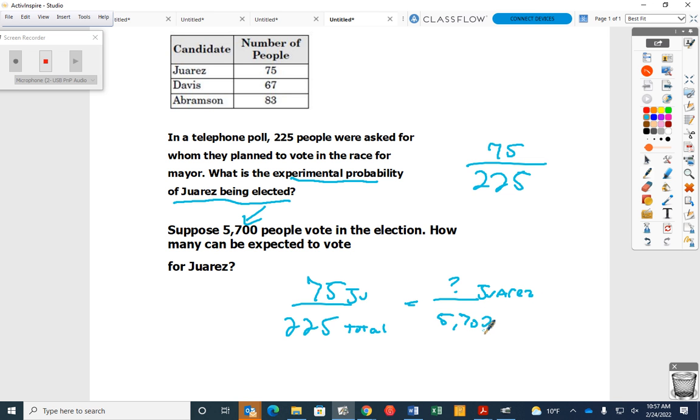So how do you think we're going to solve this one? Come on, say it together. 1, 2, 3. Cross products. Find your cross products. So we're going to do 75 times 5,700.